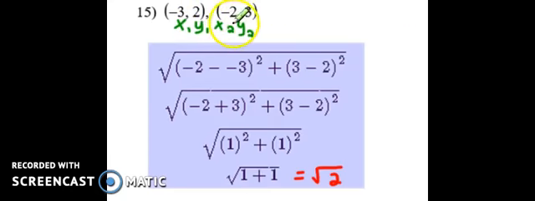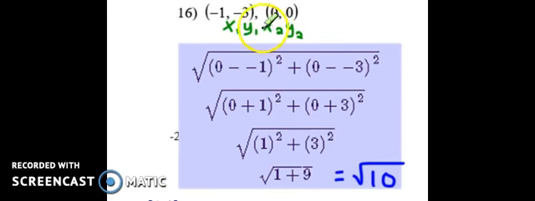In problem 15, they just give us the ordered pairs, so I'm going to go ahead and label them. I'm going to find the difference of my y values and my x values. I'm going to start with x. Negative 2 minus 3. Minus is plus. So negative 2 plus 3 is 1. Squared is 1. And I'm going to do the same thing for my y's. So I'm going to start with 3 minus 2 is 1. And I'm going to square it. So I end up with 1 plus 1, square root of 2.